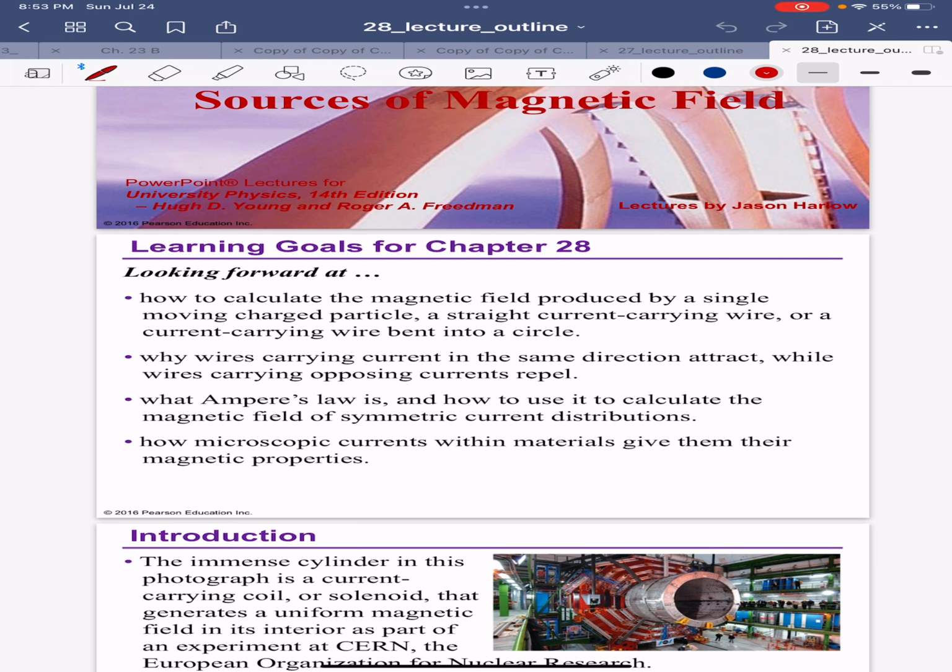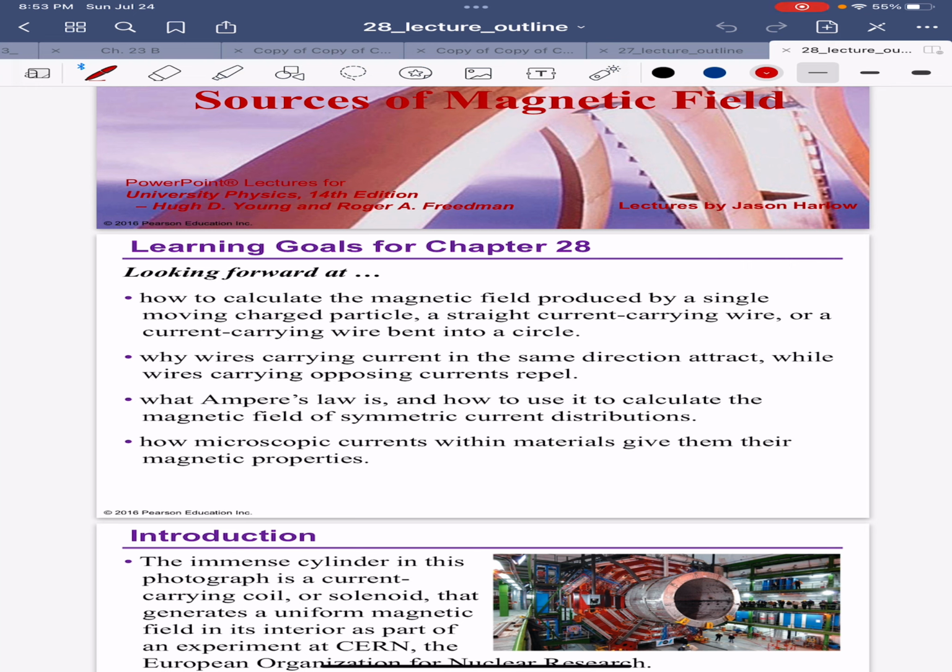we are going to study how to calculate the magnetic field produced by a single moving charged particle, or by a straight current carrying wire, or a current carrying wire bent into a circle. Then you should know all these and what are really the formulas that we are using for the calculation.